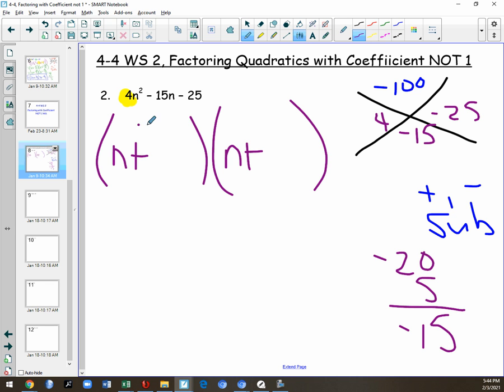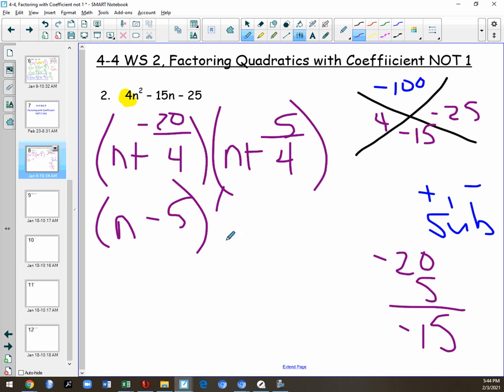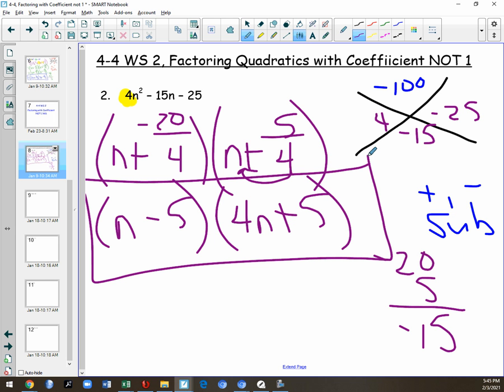So that means I'm going to have negative 20 over my a value of 4, and then 5 over my a value of 4. Simplify this. Negative 20 over 4 is going to be n minus 5, and then bring this 4 in front of the n to make that 4n plus 5. And you are done.